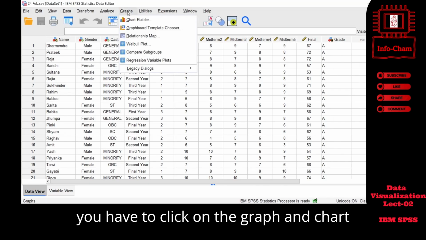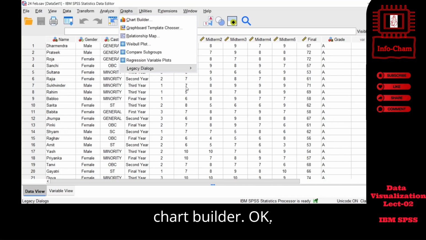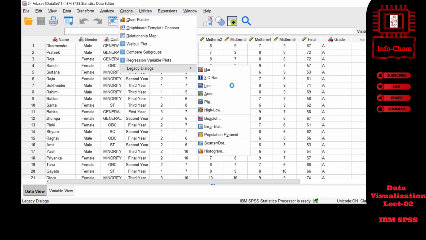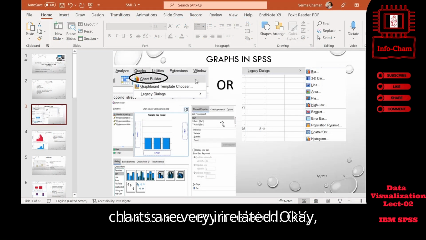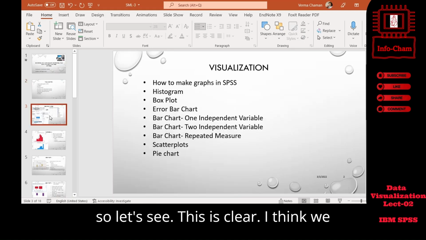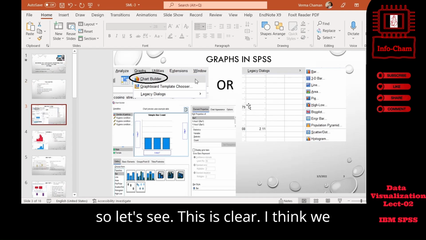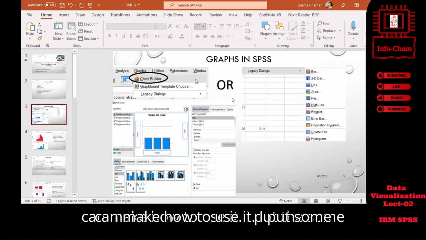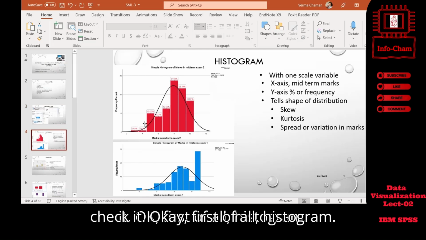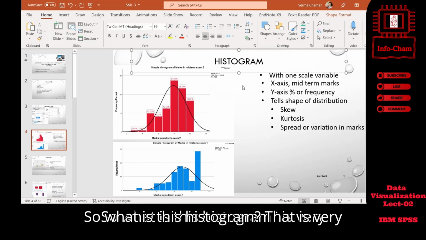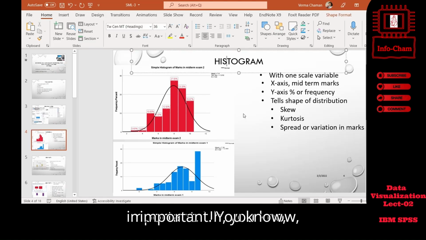So you have to click on Graphs and then Chart Builder. This is important. Some charts are very related. Let's see, is this clear? I think we can make them and you know how to use it. I put some snapshots for your help, so you can check them. First of all, the histogram. What is a histogram? It is very important.